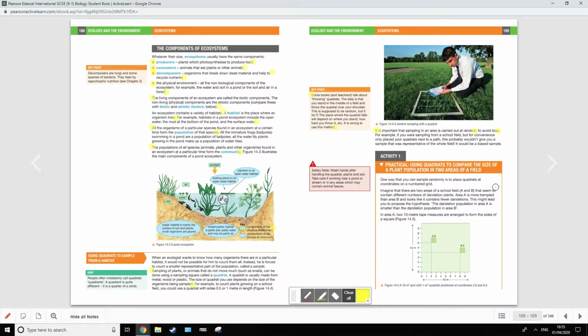Dandelions are the yellow flowers. Maybe you have seen them. Yellow flowers that, when they seed, the seeds fly away. They are like a puff ball. When you blow air into it, they just fly everywhere.